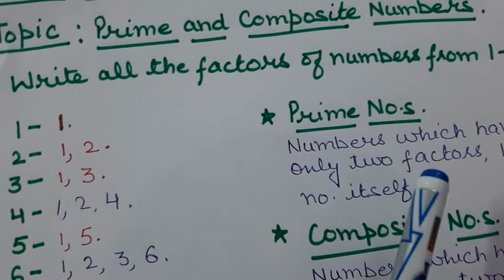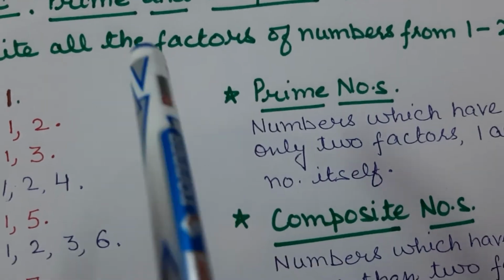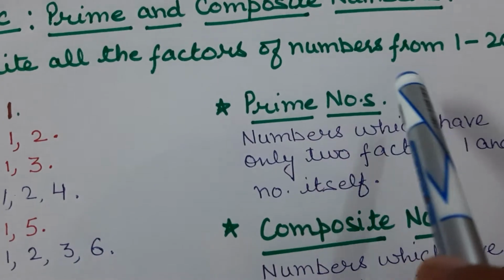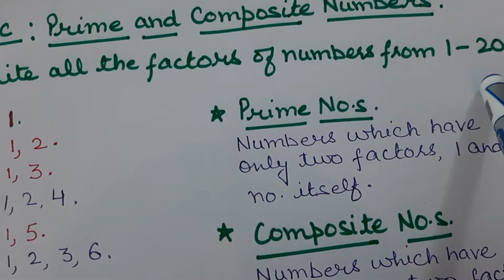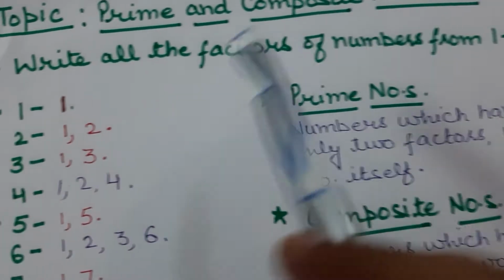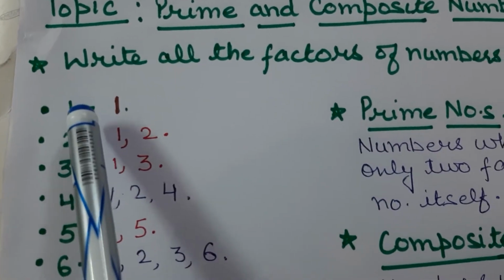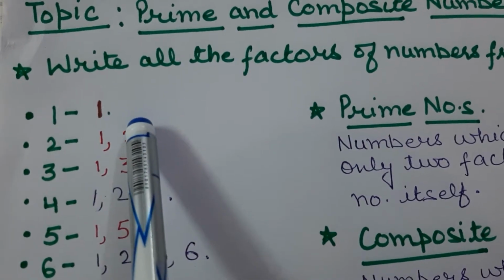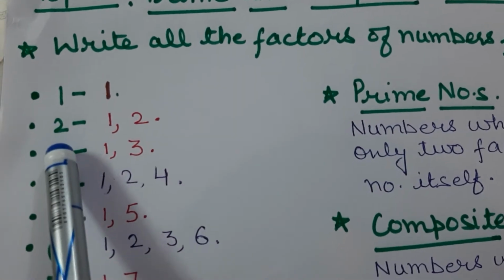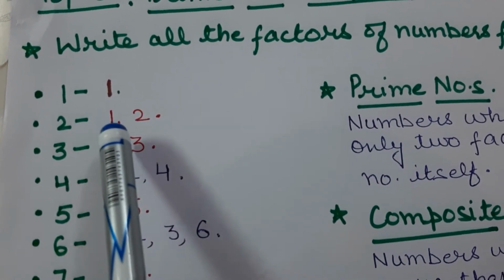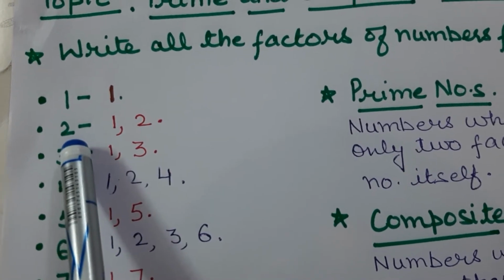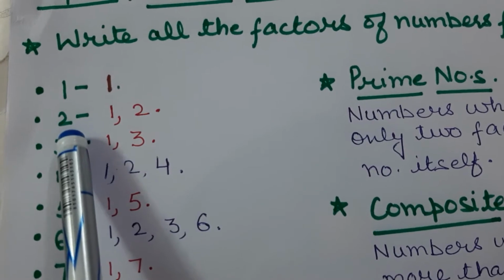So let's start. First we will write all the factors from 1 to 20. You know how to write factors of a number? So first, factors of 1, that is 1 only. Then factors of 2: 1 and 2 are divisible with 2. This is the meaning of factor.